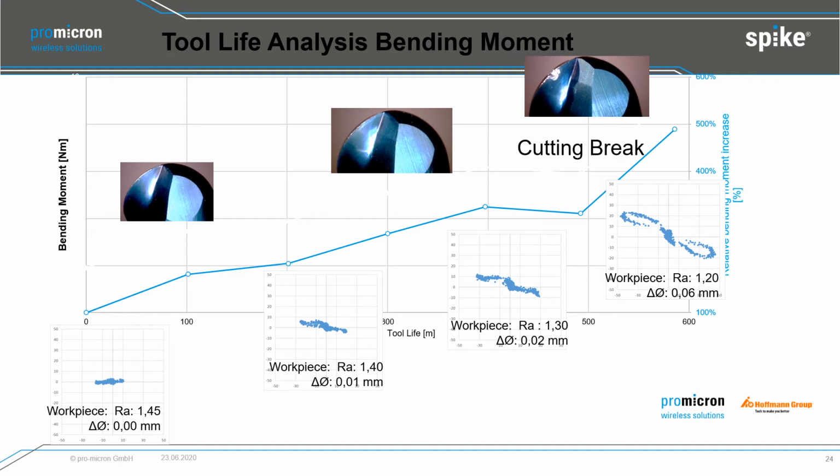The dimension of the workpiece was out of tolerance. He said exactly this process step from 0.02 millimeter to this 0.06 millimeter. This is the problem. This is out of tolerance. So here, by looking at the bending moment data, we were able to see that if we have a negative change in bending moment, there we have a quality related issue.